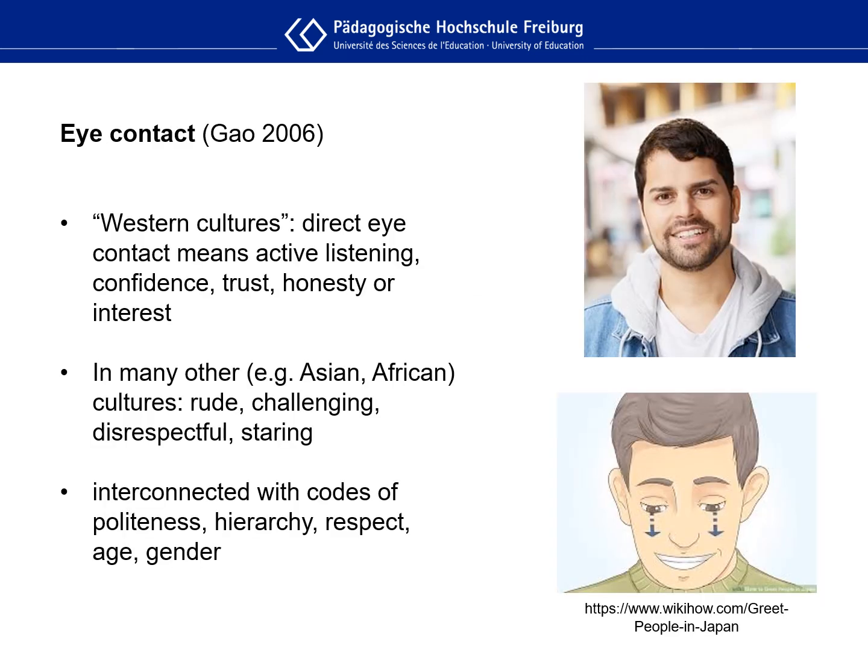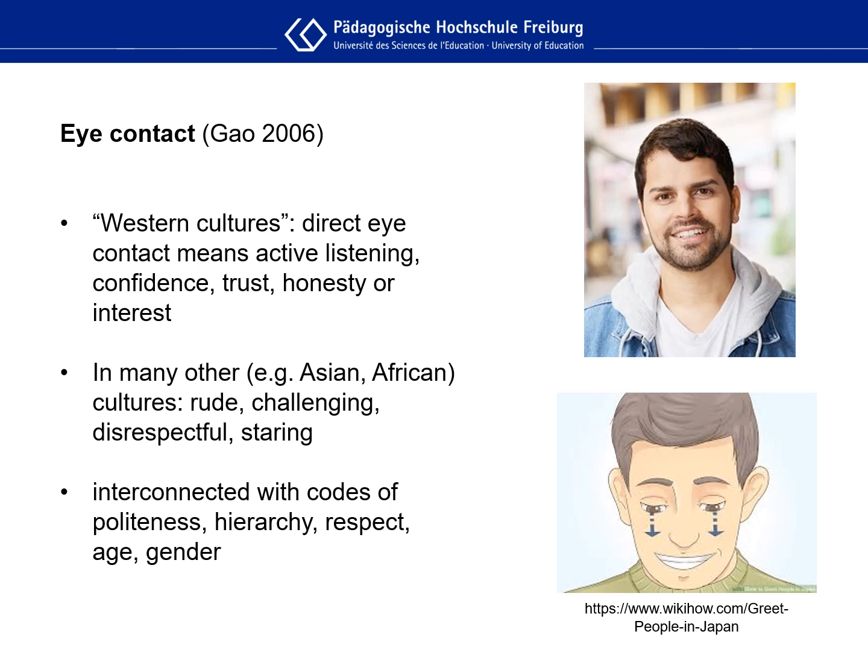Eye contact is another nonverbal aspect that is very much culturally influenced. In many Western cultures, for example the United States, direct eye contact is considered as necessary in interpersonal communication. Direct eye contact is a signal of active listening, confidence, trust, honesty, and personal interest. The same amount of eye contact would be considered as rude, challenging, disrespectful, staring, or even threatening in many other cultures. In Japan, for example, it is more appropriate to avoid constant eye contact and to look at someone's chin or mouth when speaking.